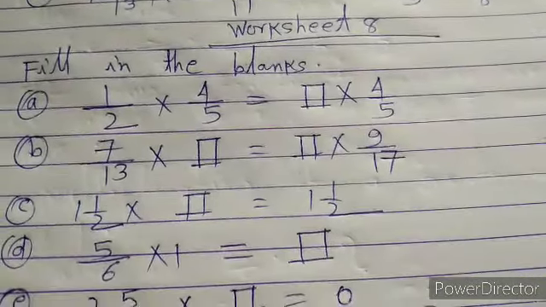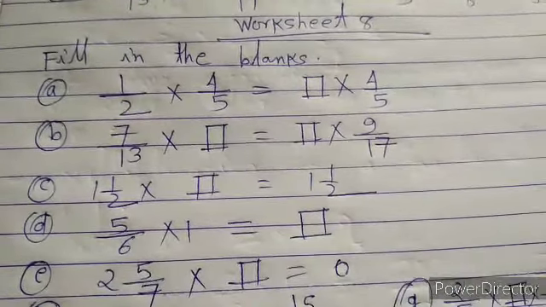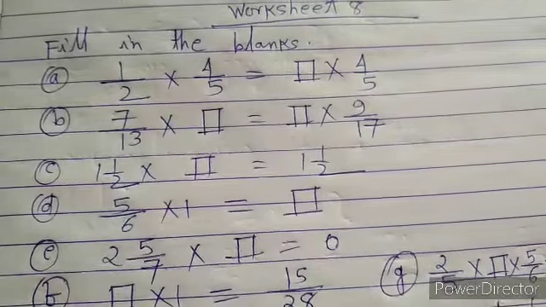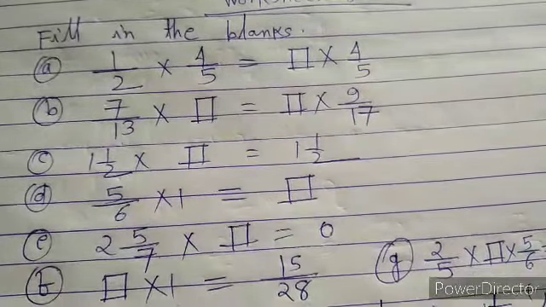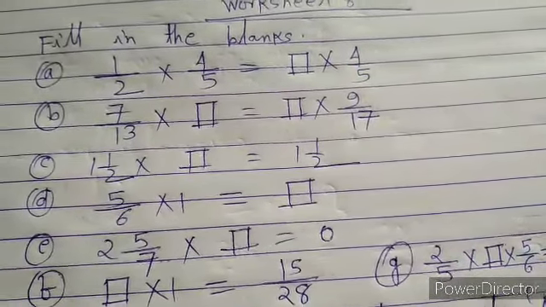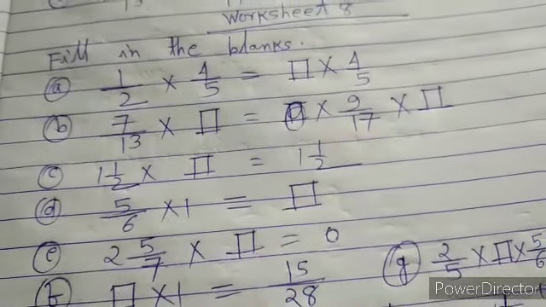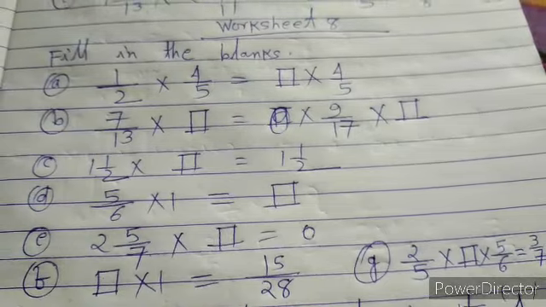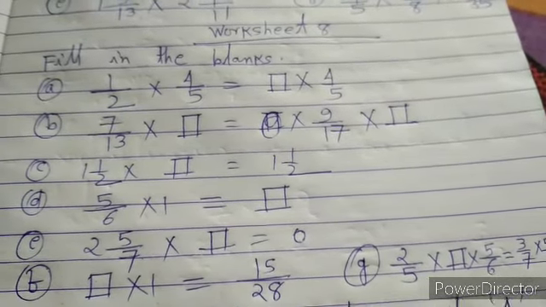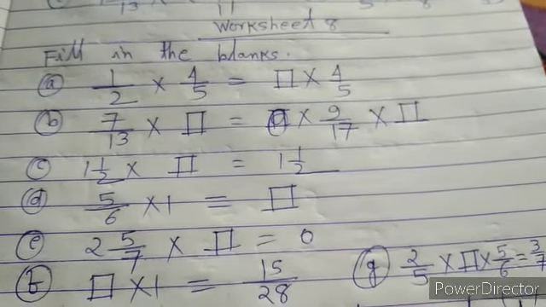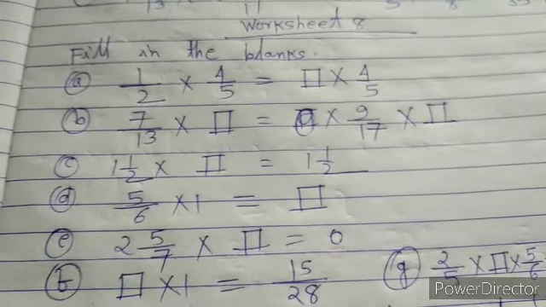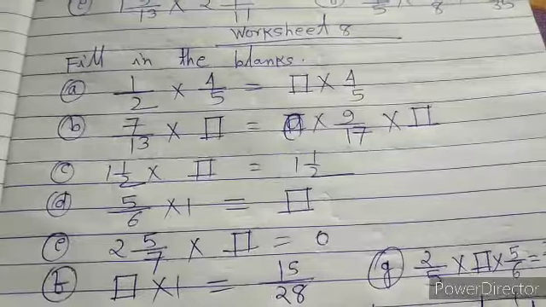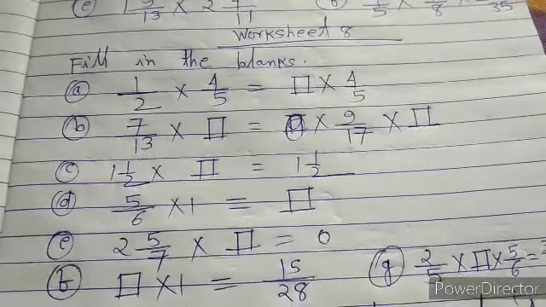From worksheet 8, the questions are: fill in the blanks. In A, 1 by 2 into 4 by 5 is equal to bracket into 4 by 5. B, 7 by 13 into box is equal to 9 by 17 into box. In C, 1 whole half into box is equal to 1 whole half. In D, 5 by 6 into 1 is equal to box.